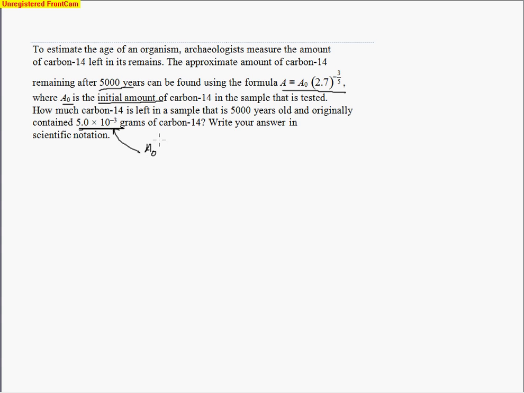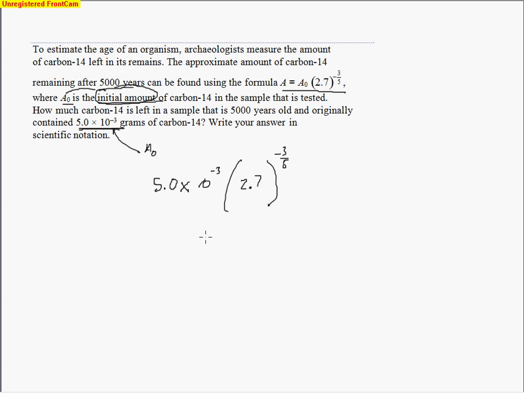Okay, so this right here represents A0. It's the initial amount, right there, A0. So I know that I'm going to put 5 times 10 to the negative third power, and then times 2.7 to the negative 3/5 power. Now, we can go ahead and use a calculator on this one. There's no 5 roots that multiply to make 2.7. There are 3 numbers that multiply to make 2.7, but not 5.